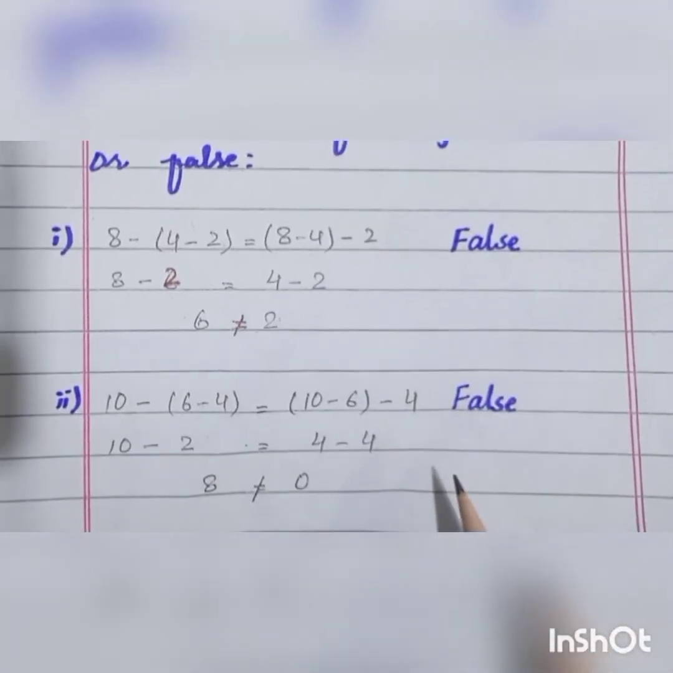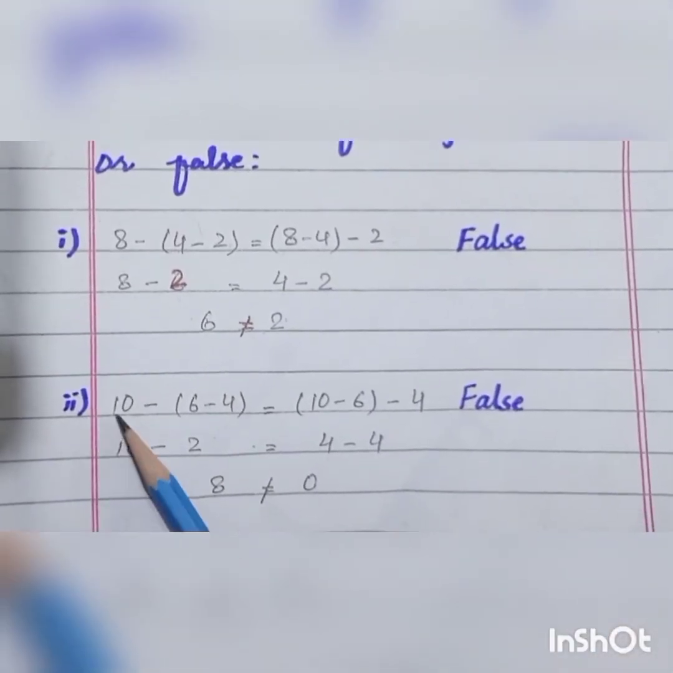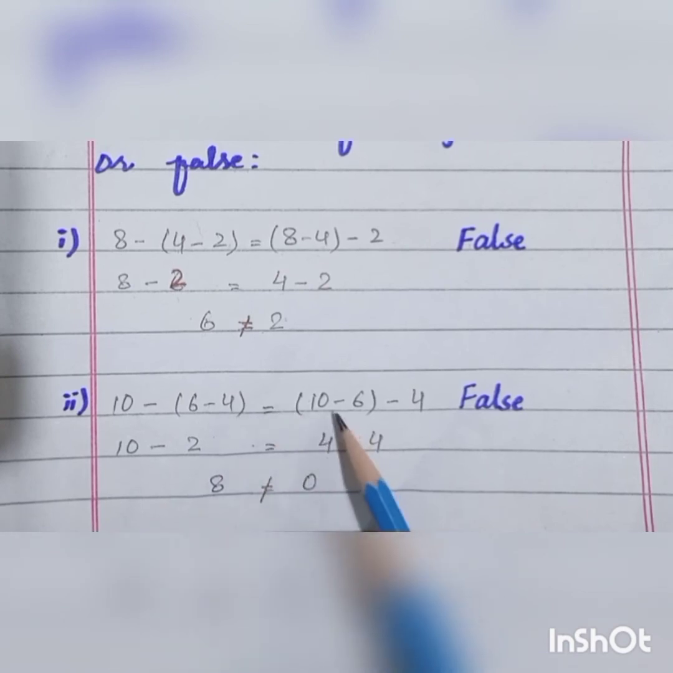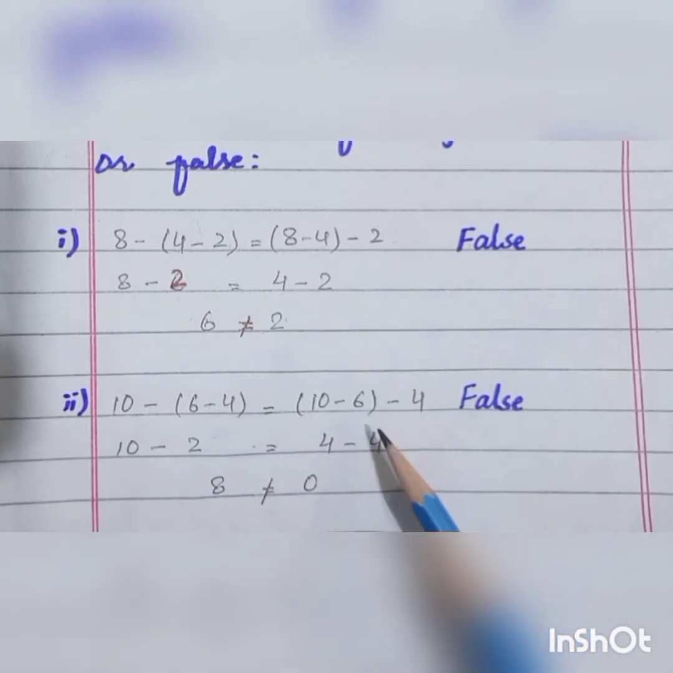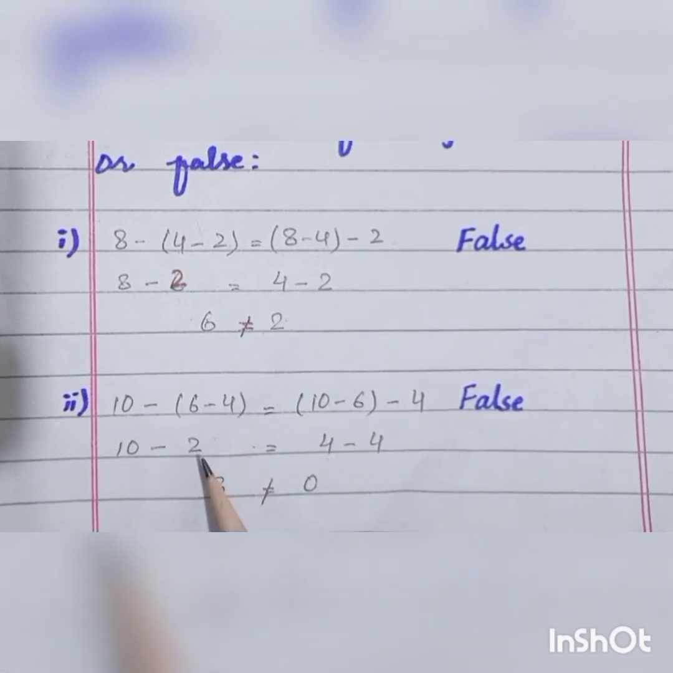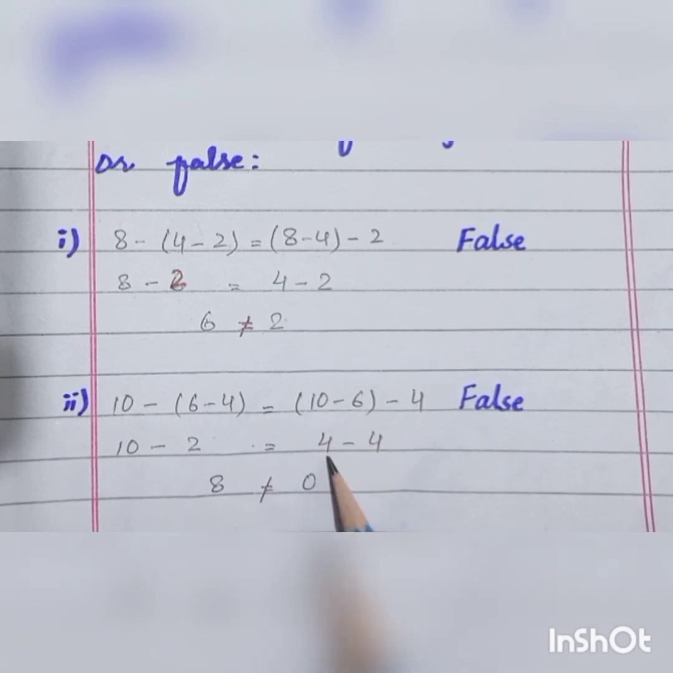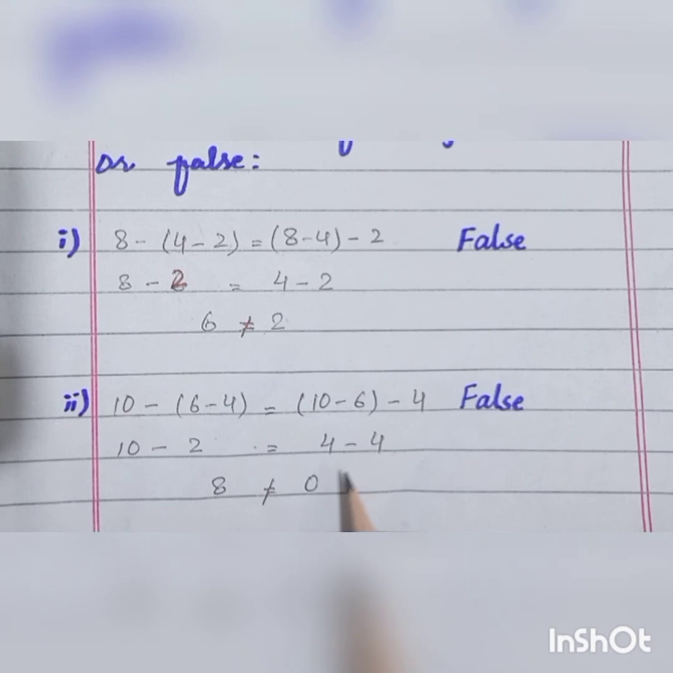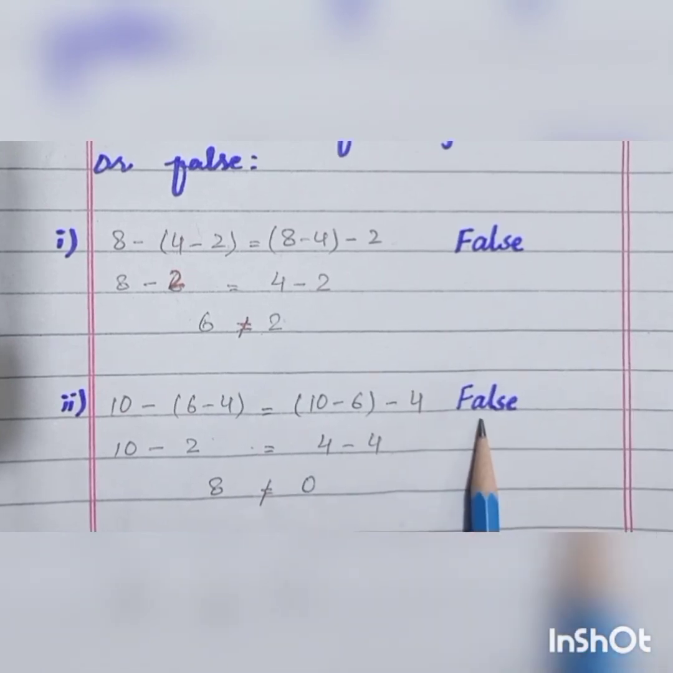Now move towards part number 2, that is 10 minus (6 minus 4) is equal to (10 minus 6) minus 4. Here also the change is just in the grouping. So 10 is as it is, minus (6 minus 4), the answer is 2. By solving 10 minus 2, the answer is 8. On the other side, (10 minus 6) minus 4, we can see that 10 minus 6 is equal to 4 and also minus 4 as it is. By solving 4 minus 4, the answer is 0. So 8 does not equal 0. This statement is also false.